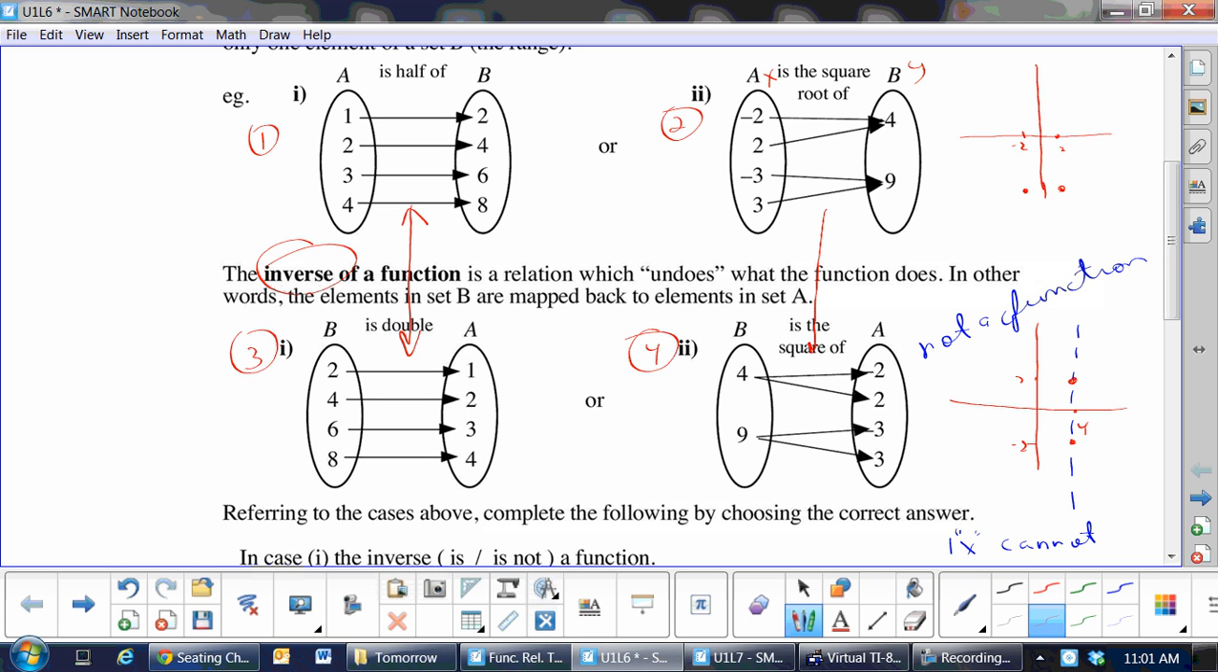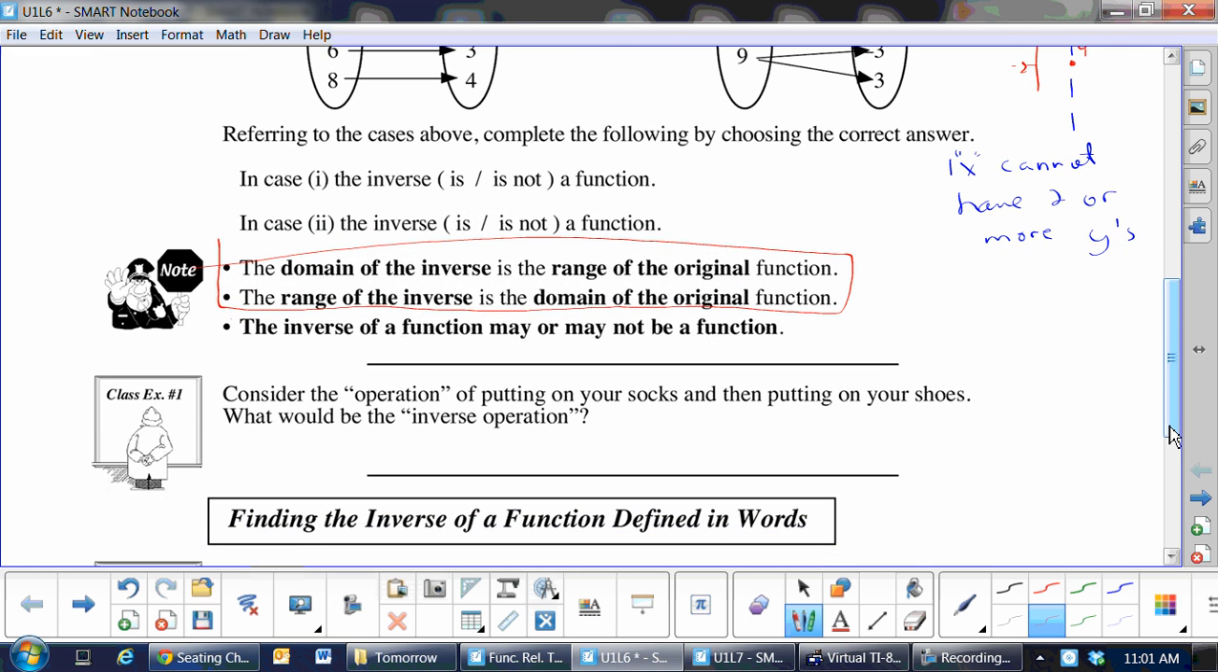The square root of and the square of are inverses. The next line just basically states the inverse of a function may or may not be a function. Okay? So we're trying to make no fast rules there. After you've done 10 questions and they're not a function, not a function, not a function, don't say they're always not a function. Okay? Students like to make those, and it's not a bad thing, just double check.